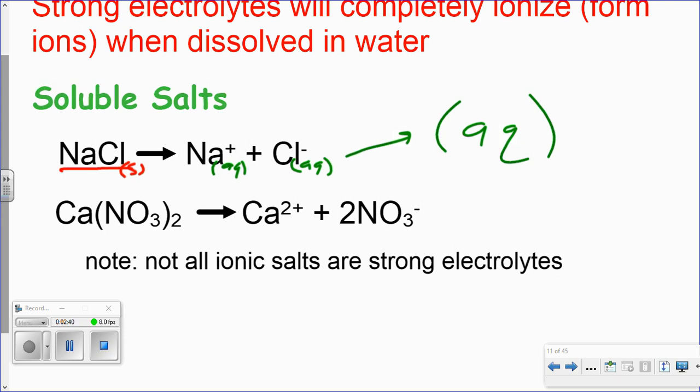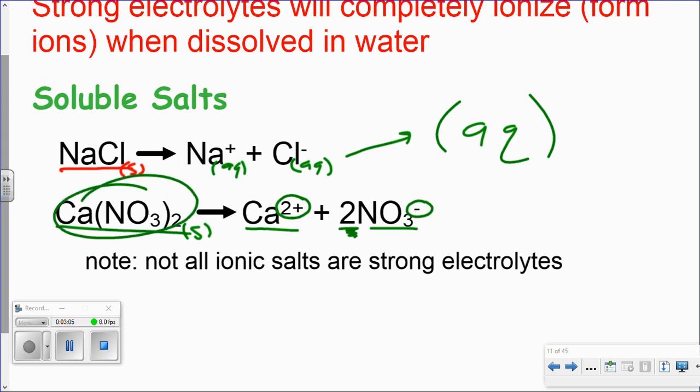Now, you'll notice that calcium nitrate, also a solid crystalline ionic substance that looks like a salt, and actually all ionic substances are called salts anyway, forms calcium ions, a 2 plus cation, and two nitrate anions. So all of this has become dissolved ions. You have to remember that as we move through this video. The calcium nitrate becomes all ions, and the sodium chloride becomes all ions.